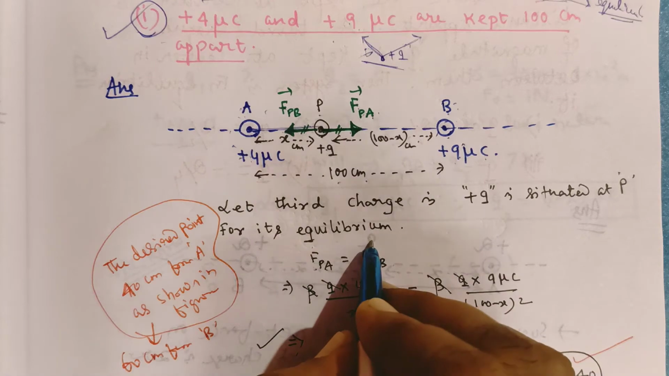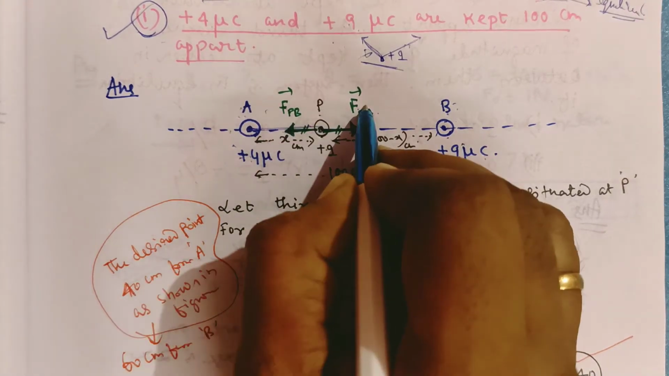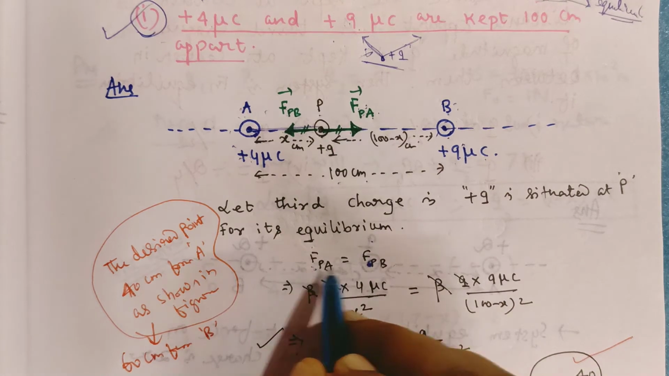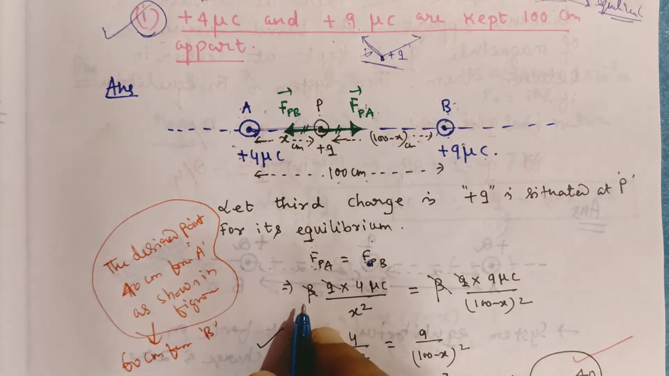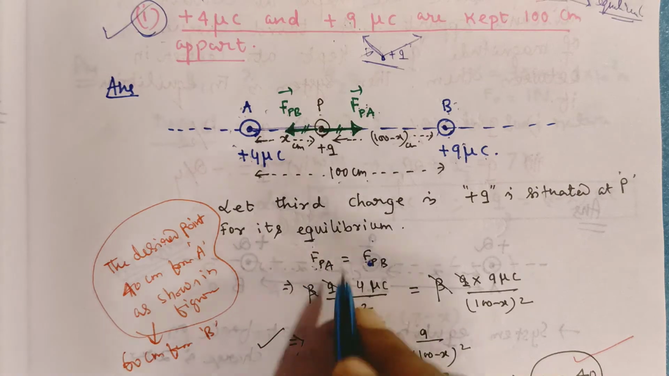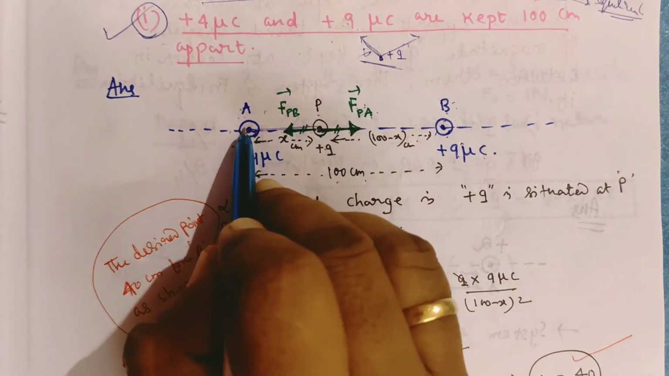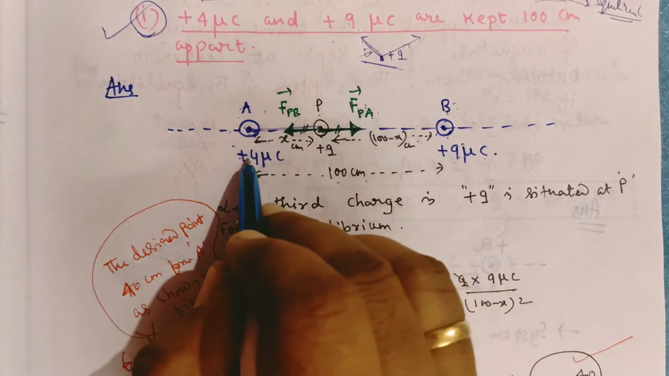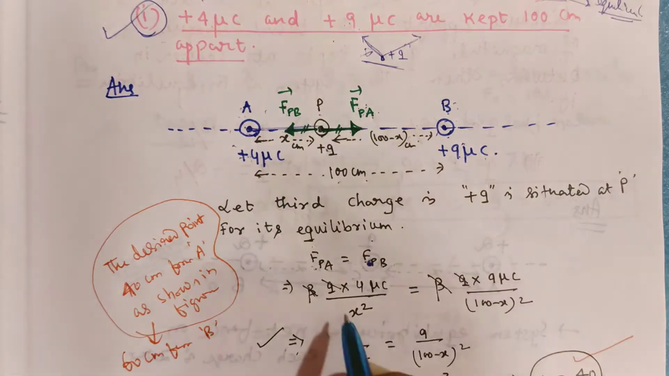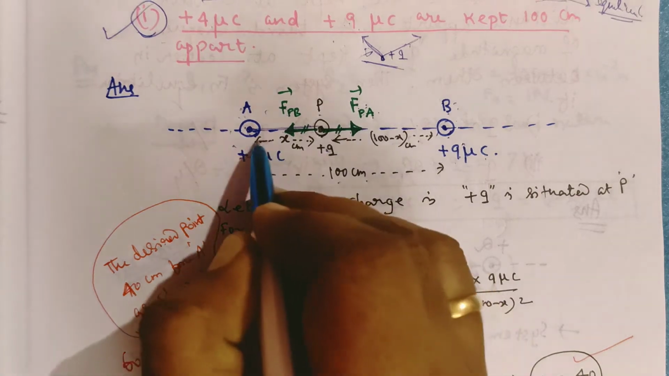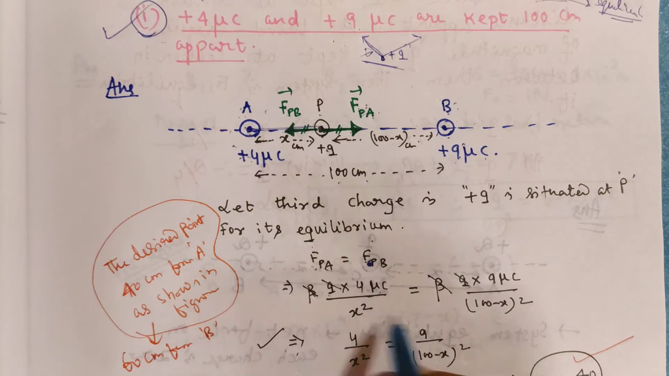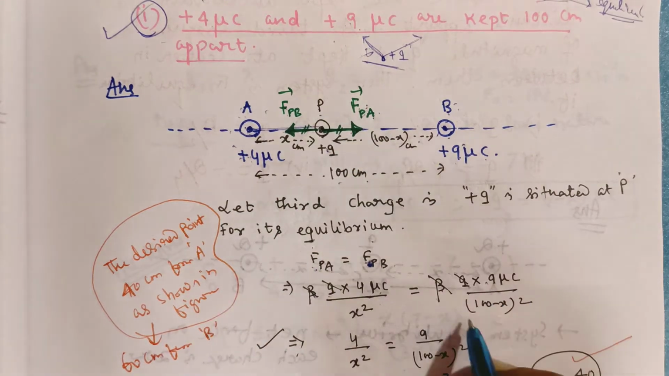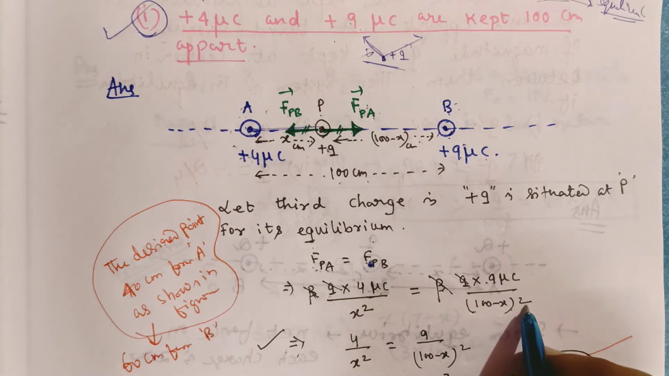Never put an arrow mark here, because these two vectors are not equal; they are equal in magnitude only. So you should not represent an arrow mark here. Now you put in Coulomb's force formula. FPA, force acting on P due to A, will be the proportionality constant, times the product of the two charges, 4 into Q, divided by distance squared, x squared. Similarly here, the constant times Q into 9 divided by (100 minus x) squared.